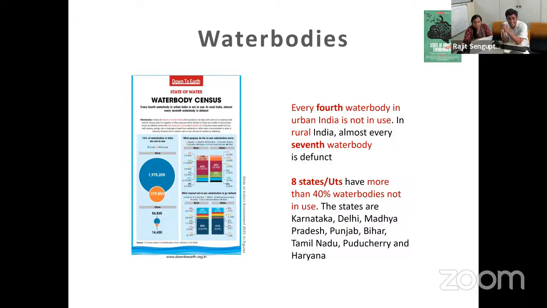And in 8 states and UTs, 40% of their water bodies were not in use, both rural and urban combined. These states are Karnataka, Delhi, Madhya Pradesh, Punjab, Bihar, Tamil Nadu, Puducherry, and Haryana. So these 8 states have more than 40% of their water bodies not in use. That is another extension of what is happening because of urbanization.